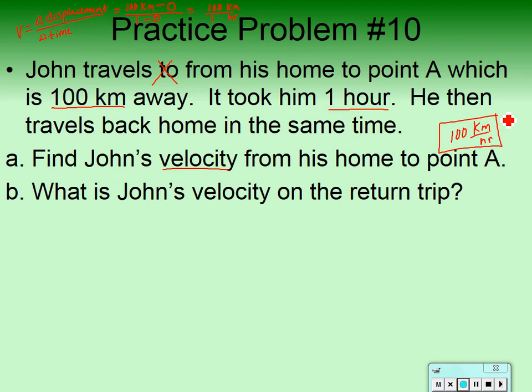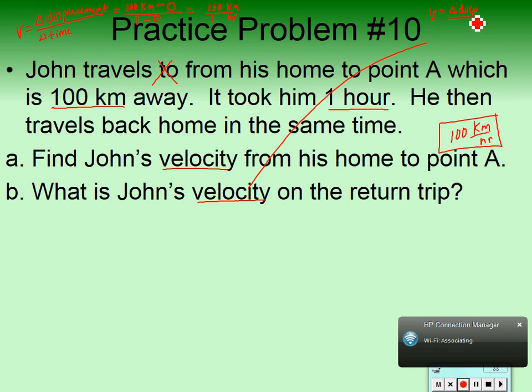Now let's solve part B, which says, what is John's velocity on the return trip? Now this is where it gets a little tricky. Okay, his velocity on the return trip. I'm going to solve part B. Let's solve this one up in this corner. So again, velocity is equal to change in displacement over change in time.